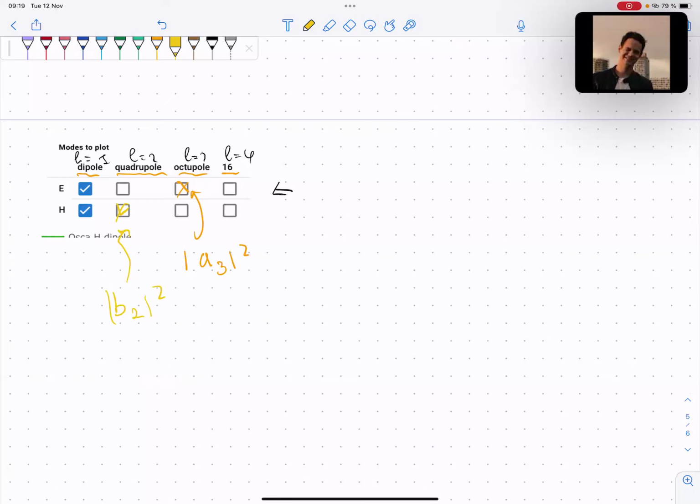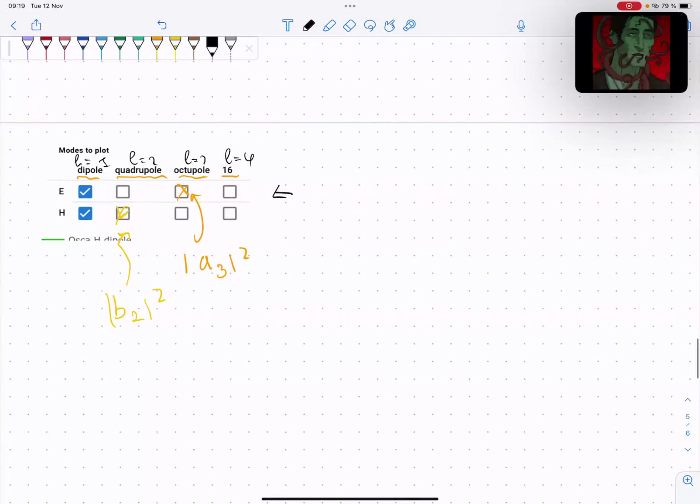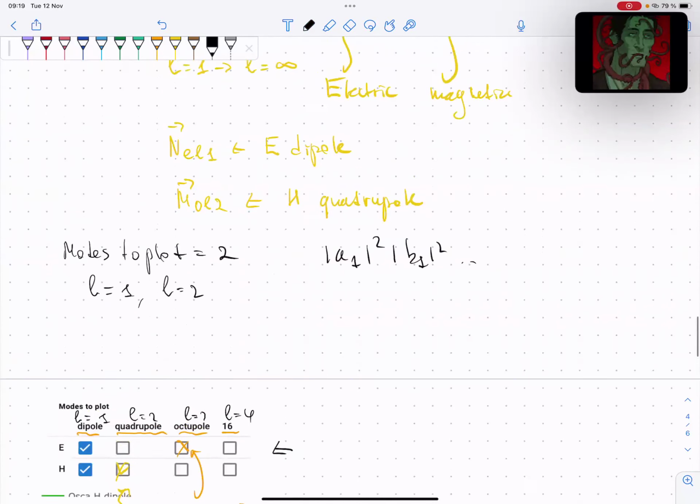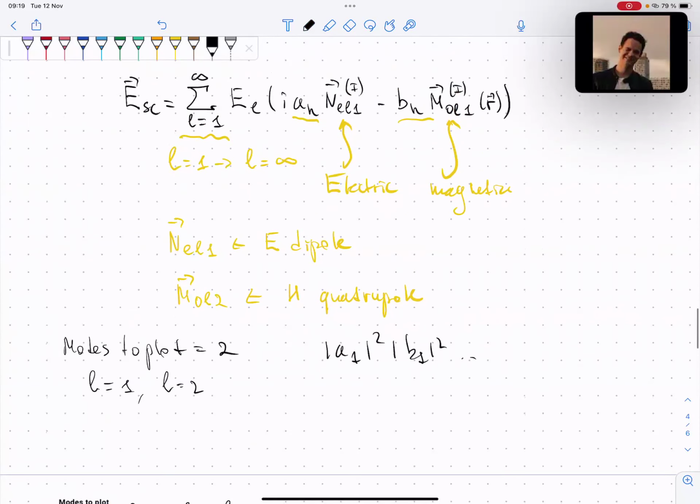Okay, is it clear? Yes, thanks. Excuse me. So we have that our electric field is even and our magnetic field is odd. It's not the electric and magnetic field, but in these terms, yes. All electric harmonics are even, all magnetic harmonics are odd.